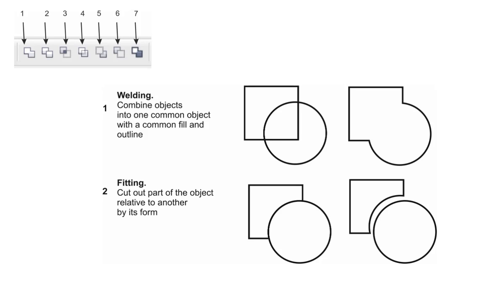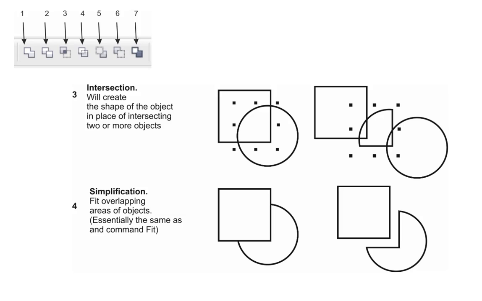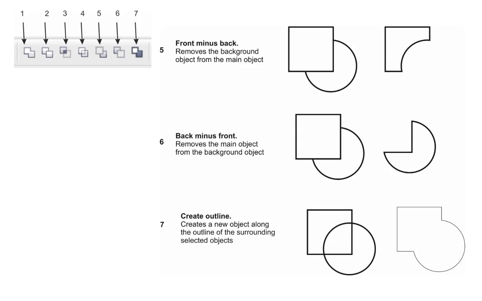Fitting. Cut out part of the object relative to another by its form. Intersection. Will create the shape of the object in place of the intersection of two or more objects. Simplification. Fit overlapping areas of objects, essentially the same as the command Fill. Front minus back. Remove the background object from the main object. Back minus front. Remove the main object from the background object.